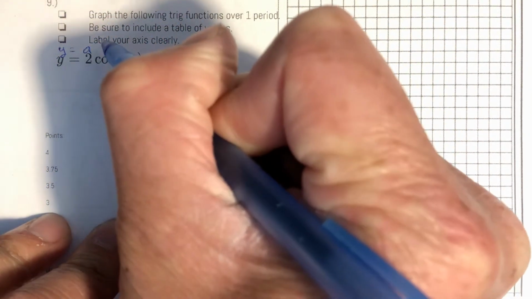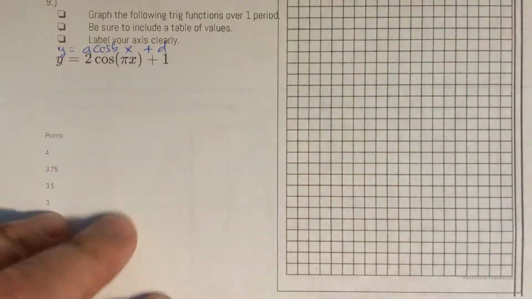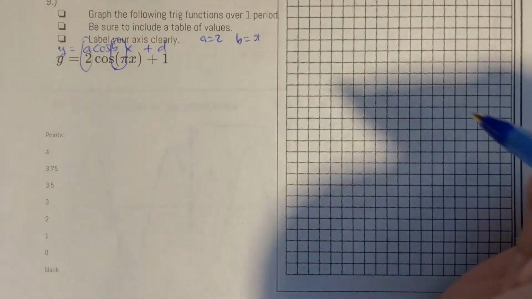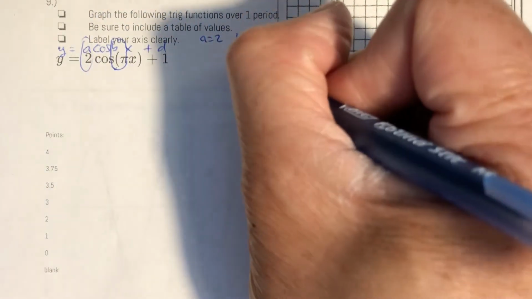I'm going to write the letters. A cosine B X, and this is a D value. So I got A is 2. B there is to the right of the trig function, but in front of the x. To the left of the x, right of the trig function, so B is going to be pi. And then my D value is going to be 1.